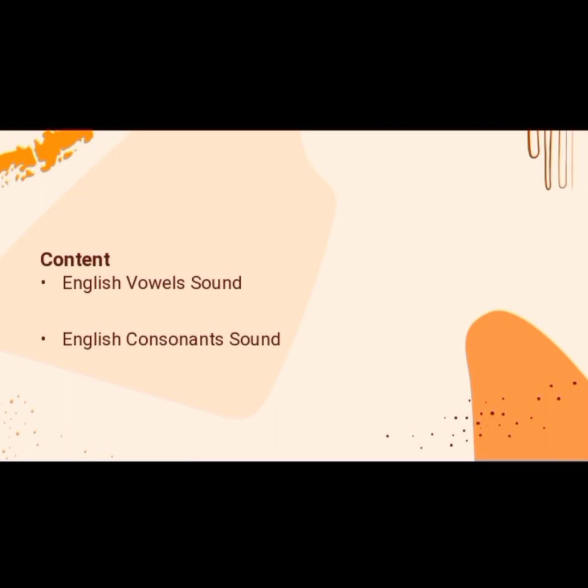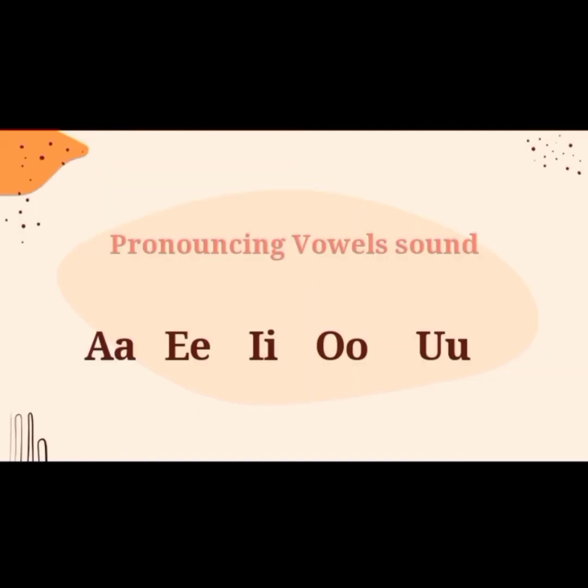First, we will know about the English vowel sounds. Second, the English consonant sounds. Now, in English vowel sounds, we have 5 letters. That is A, E, I, O, and U.